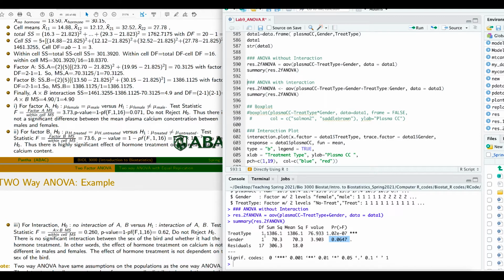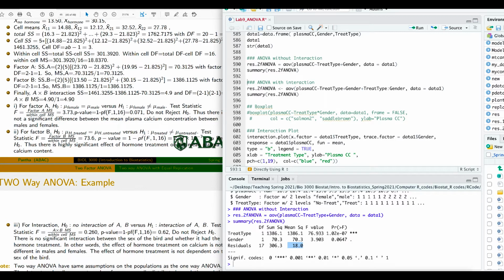The treatment type has its sum of squares, mean square, and F value. Similarly, gender has its sum of squares, mean square, and then F value, right? And the residual is the error part, that is the within-cell mean square and so on. This is what we found, okay?